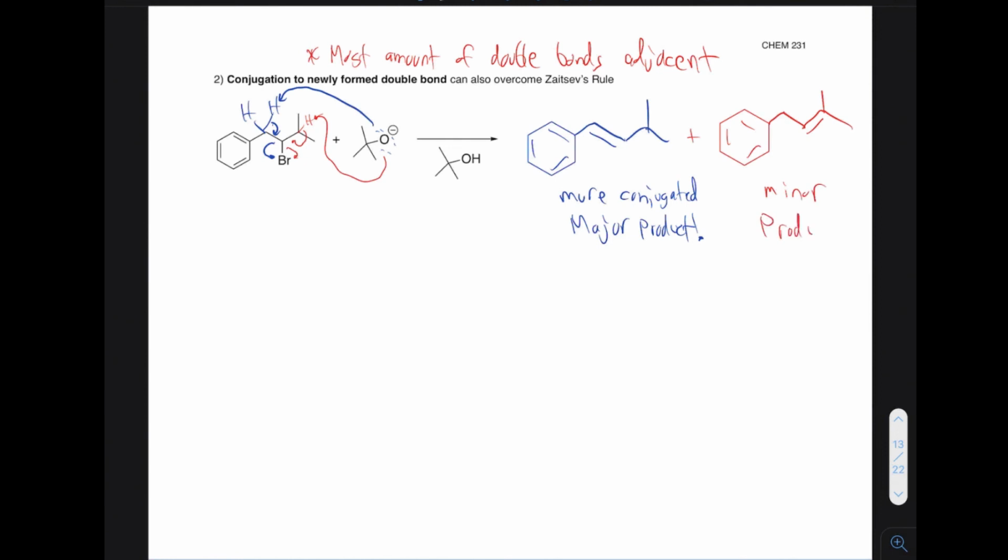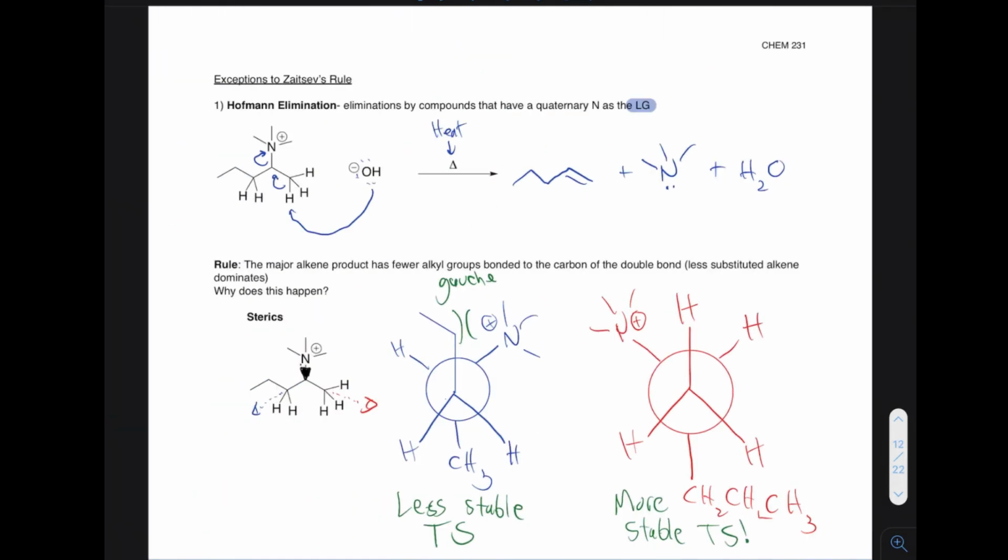So these are the two major examples of exceptions to Zaitsev's rule: conjugation and the Hofmann elimination, which always has a quaternary nitrogen, that positively charged nitrogen, which makes for, by the way, an amazing leaving group, because we're going from a positively charged nitrogen to something that's neutral. So that makes for an amazing leaving group.